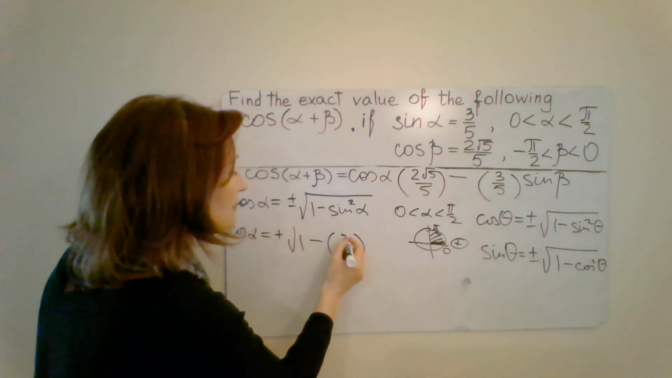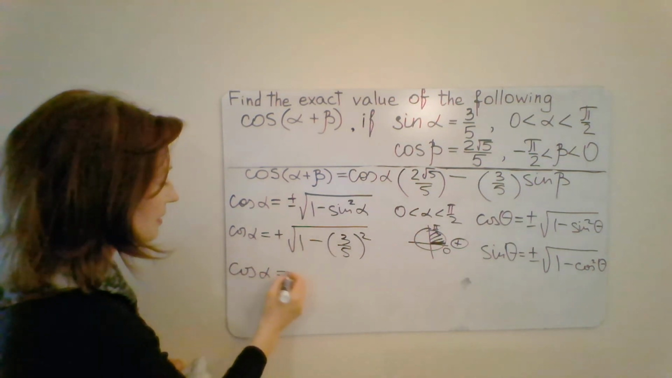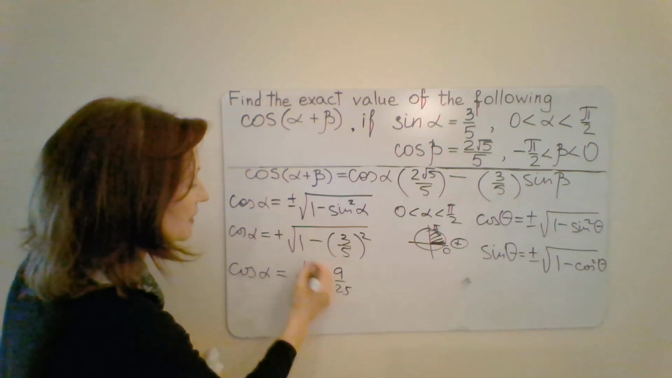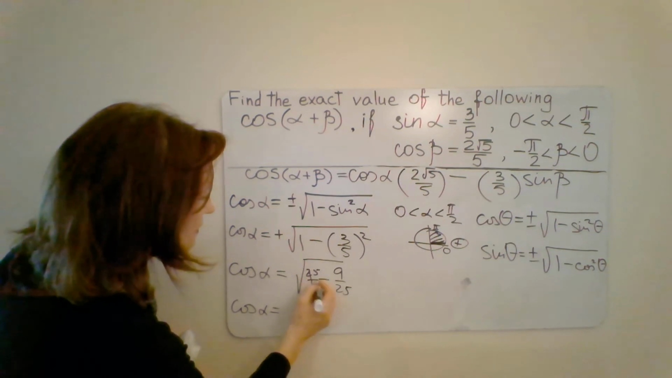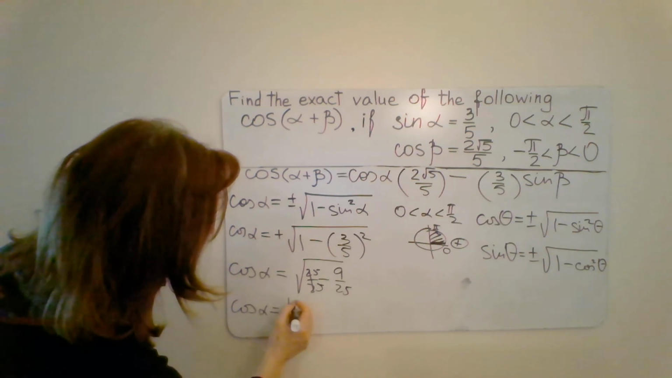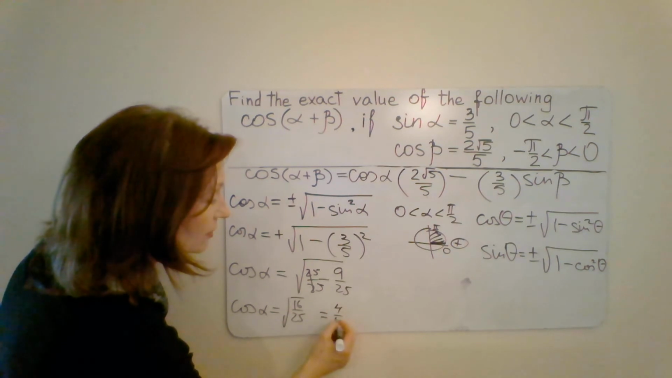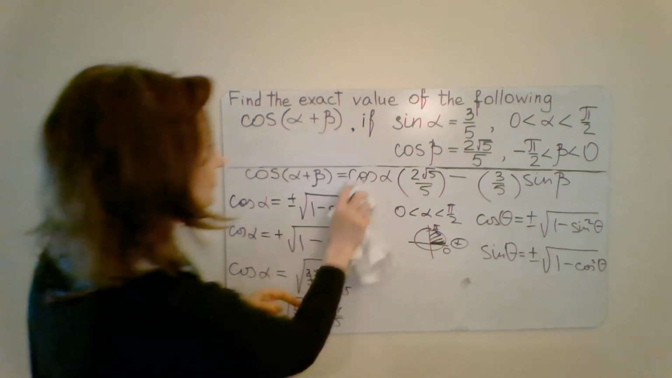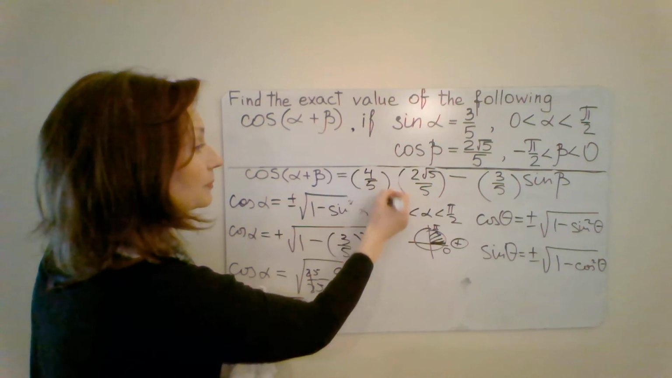Sine is 3 over 5 squared. Okay. Cosine alpha is square root of 1 minus, now it's 9 over 25. Cosine alpha is now 25 over 25 minus 9 over 25. So it's square root of 16 over 25. So what is 4/5? So instead of cosine alpha, we can write 4 over 5.